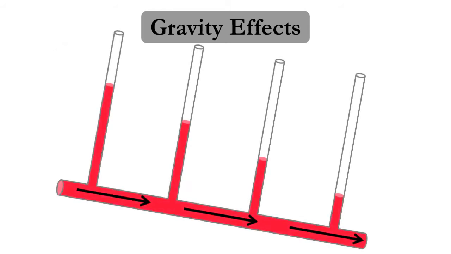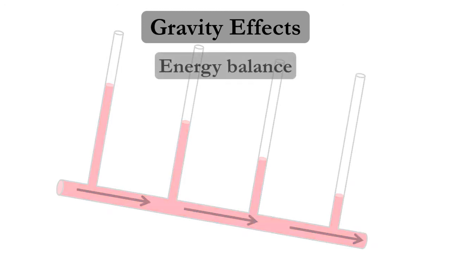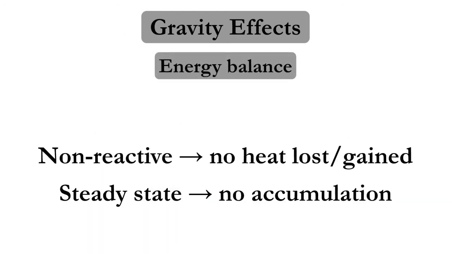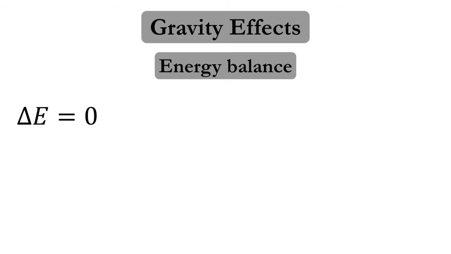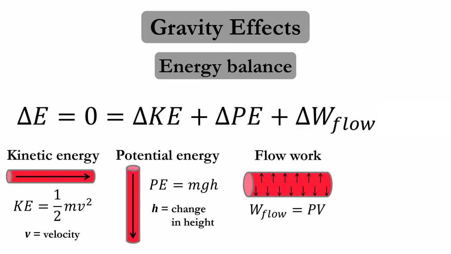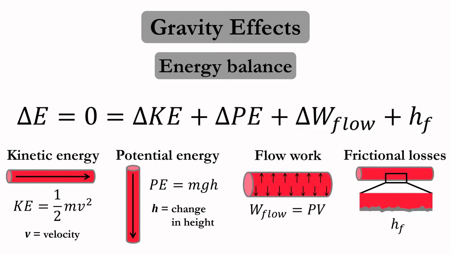Let's consider how gravity does affect the flow in the pipe. Let's address this with an energy balance. Since we have a non-reactive, steady-state process, the total energy change in the pipe must be zero. We can express the total change in energy as the sum of potential and kinetic energy changes, flow work, and frictional losses. We know that kinetic energy changes are zero since the velocity is constant.